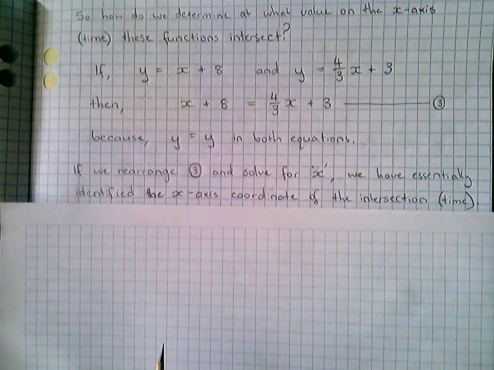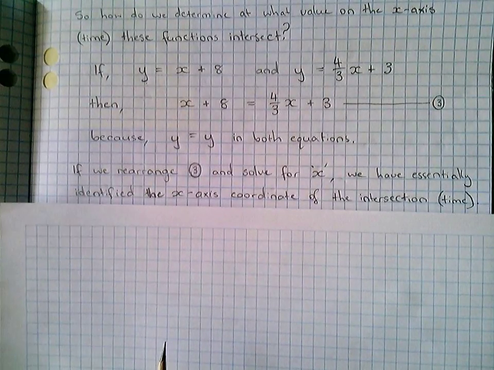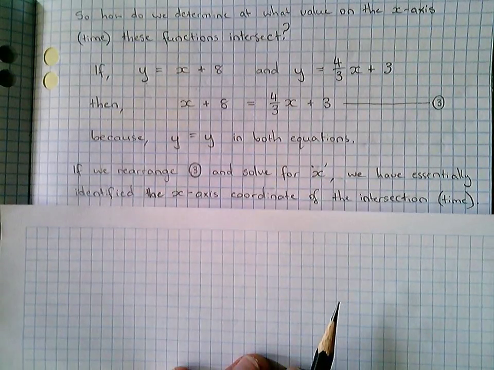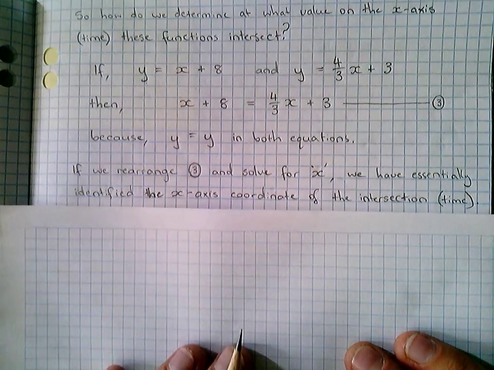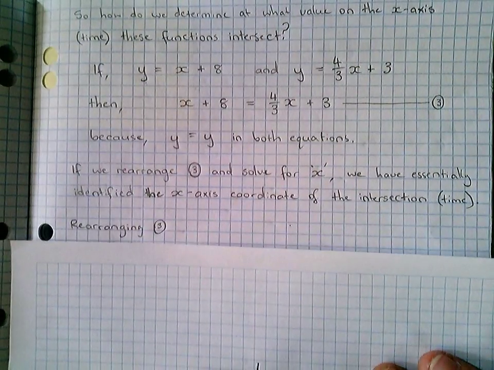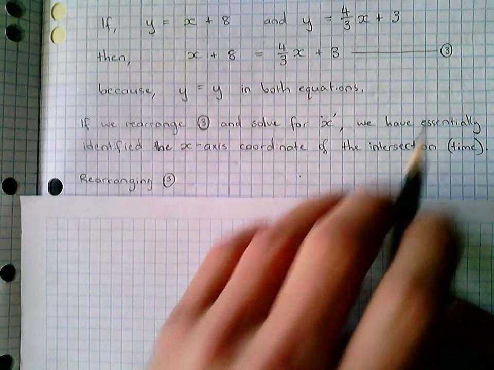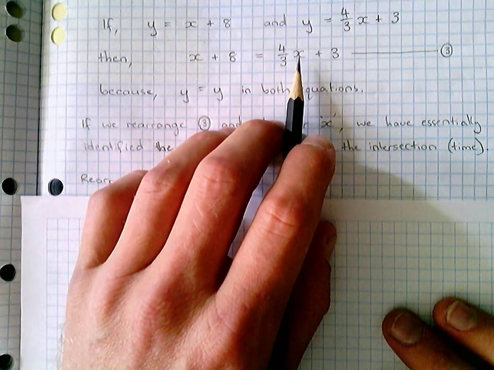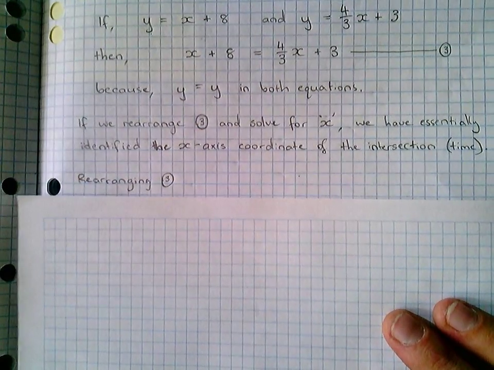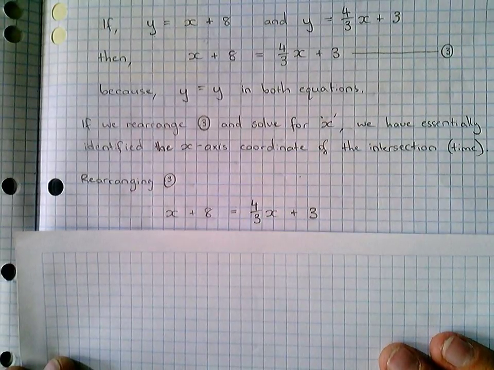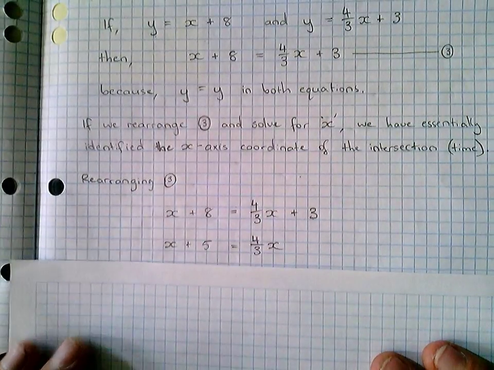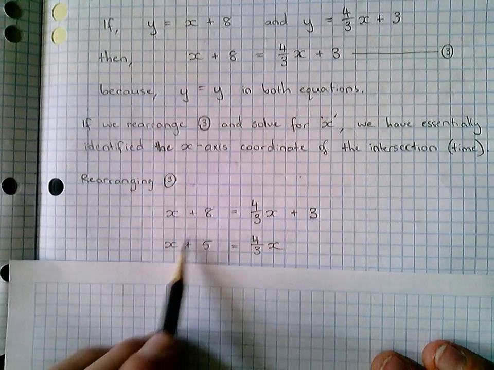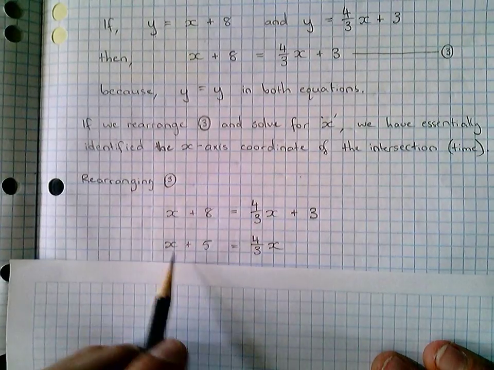If we rearrange 3 and try to solve for x, we've essentially identified the x-axis coordinate of the intersection, being the time component, which is what we're trying to find. So rearranging 3, I'm going to solve for x, which will be the x-axis coordinate for the intersection point, which will tell me when these two trees are the same height. I've rewritten equation 3, and then I've moved my positive 3 to the other side and made it a negative 3. So the positive 8 becomes a positive 5. Subtracted 3 off it. And then need to move the x to the other side.